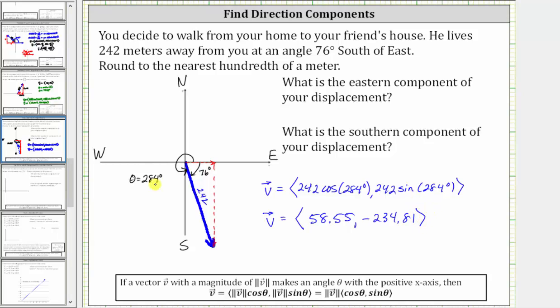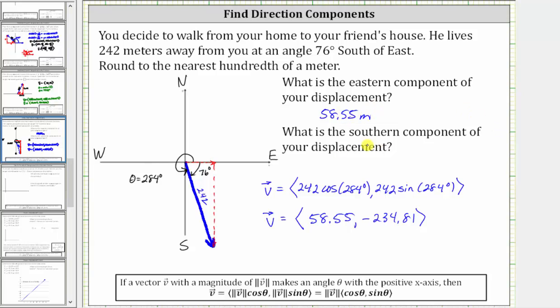And now we can answer the question. The first question is, what is the eastern component of the displacement? That would be represented by the x component or horizontal component of 58.55. The eastern component of the displacement is 58.55 meters.